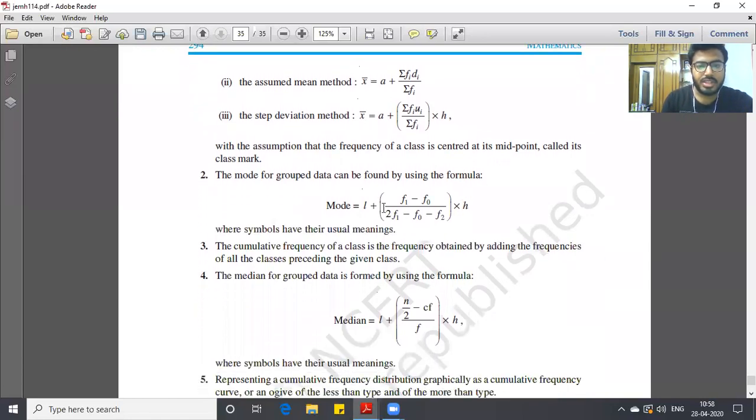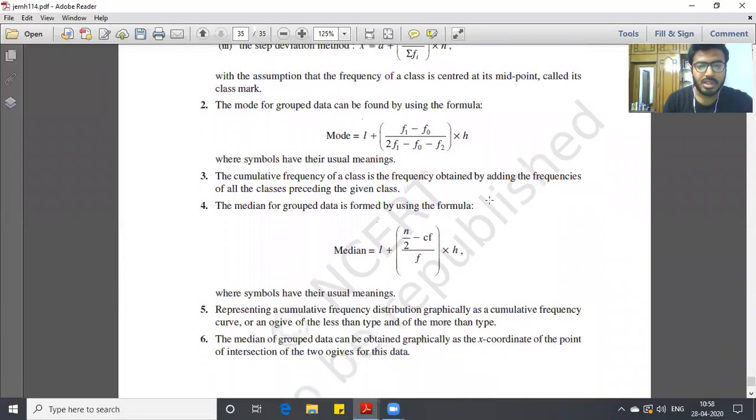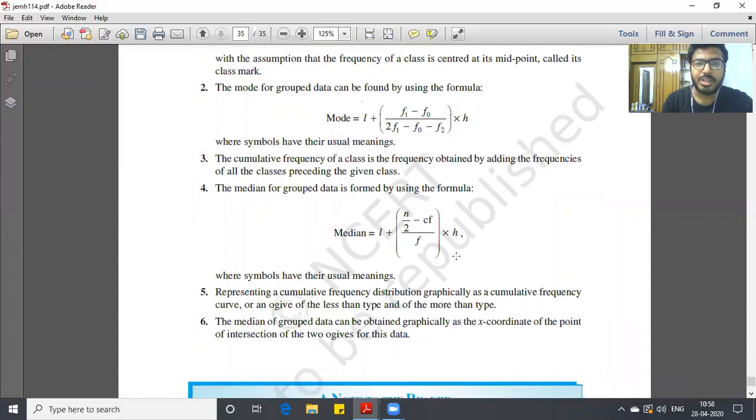And then we are taking the next one. Mode is equal to L plus f1 minus f0 upon 2 f1 minus f0 minus f2. Remember f1 is the highest frequency, the one above it is f0, the one below it is f2, into h, the class size. Okay, median is L plus n upon 2 minus cf upon f into h. And also we learned the empirical formula, mean, median, and mode. Mode is equal to 3 median minus 2 mean.